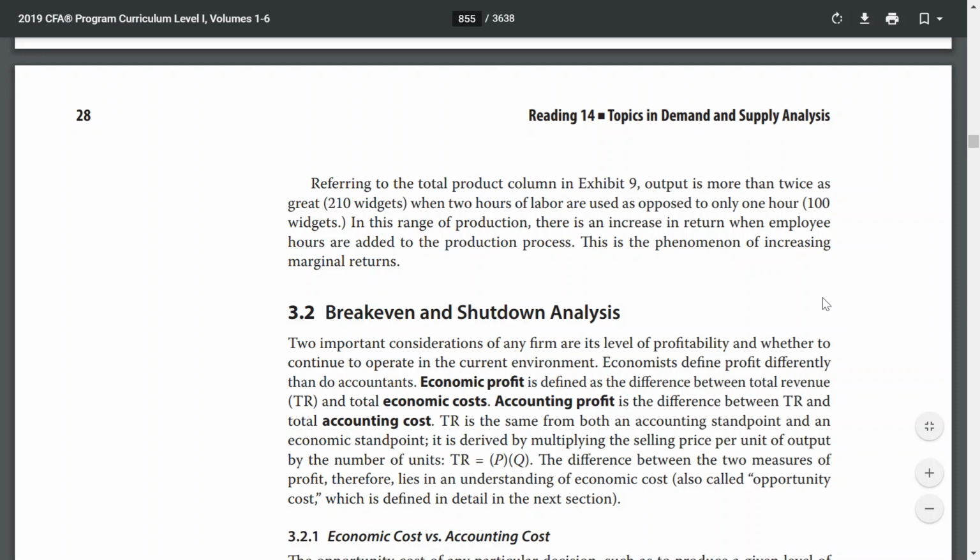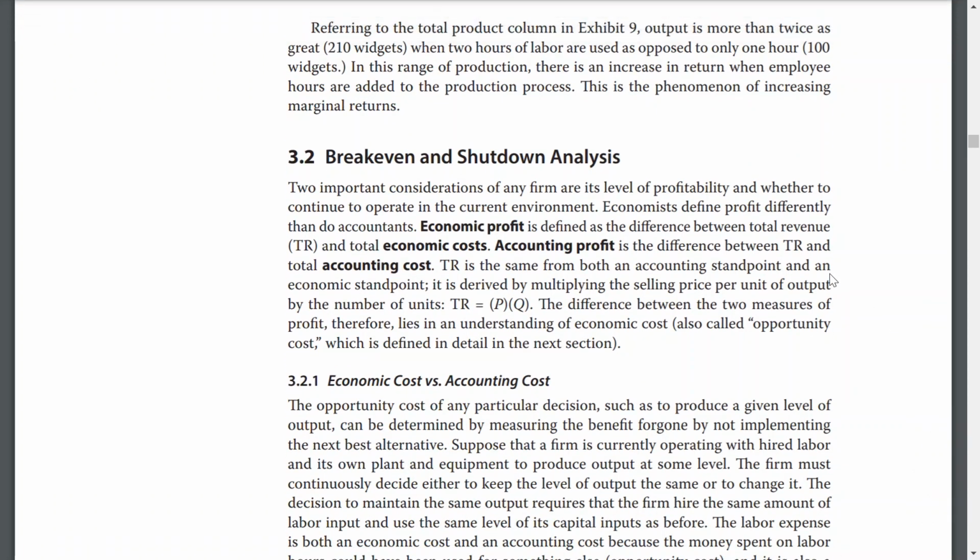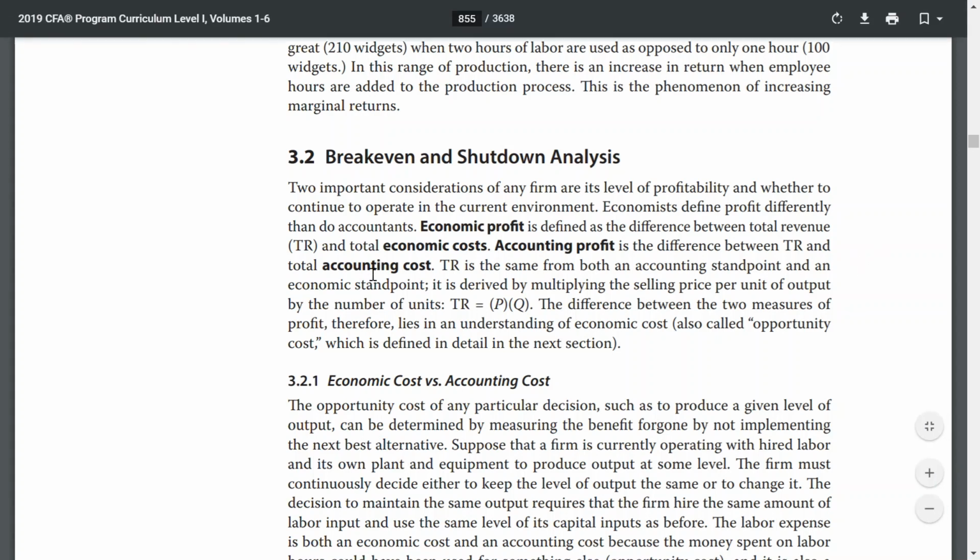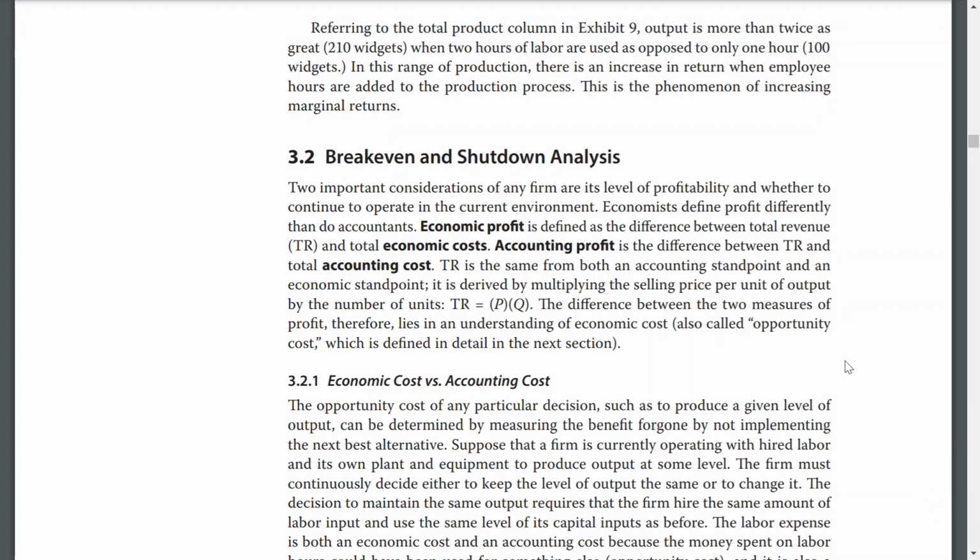3.2, Break-even and shutdown analysis. Two important considerations for any firm are the level of profitability and whether to continue to operate in the current environment. Economists define profit differently than do accountants. Economic profit is defined as the difference between total revenue and total economic cost. Accounting profit is defined as the difference between total revenue and accounting costs, because they do not account for opportunity costs. Total revenue is the same from both an accounting standpoint and an economic standpoint.